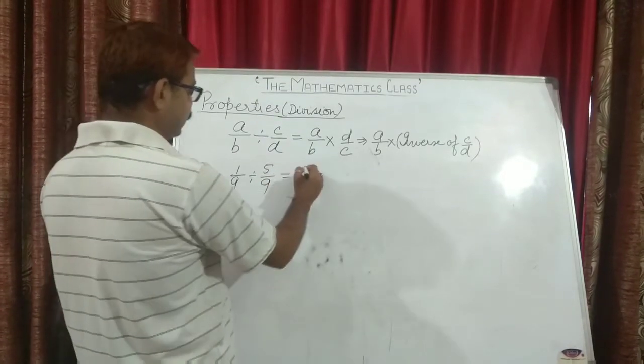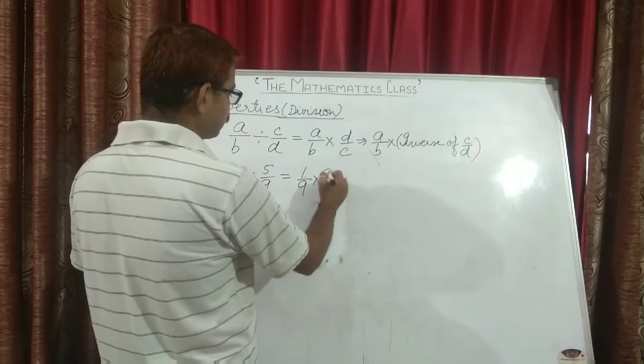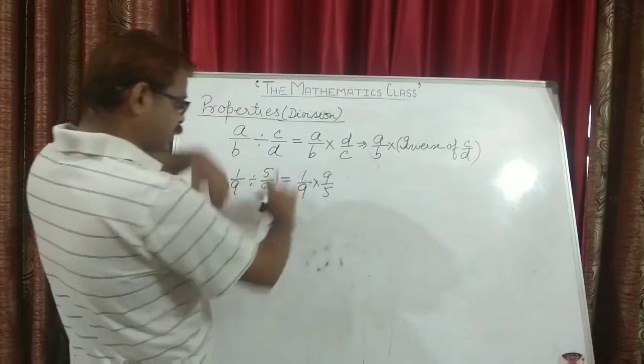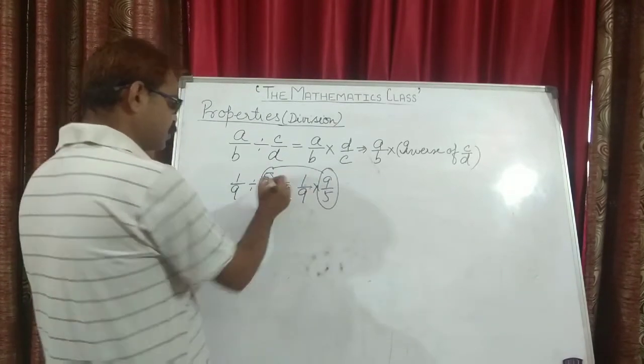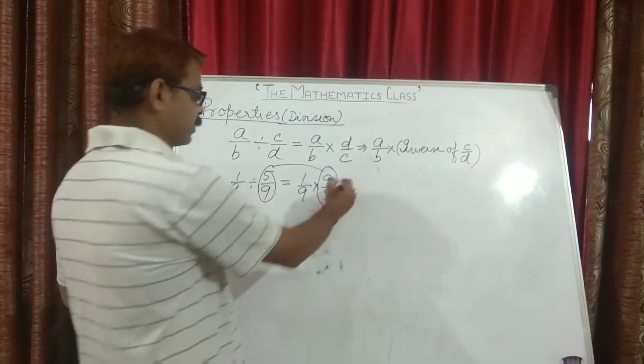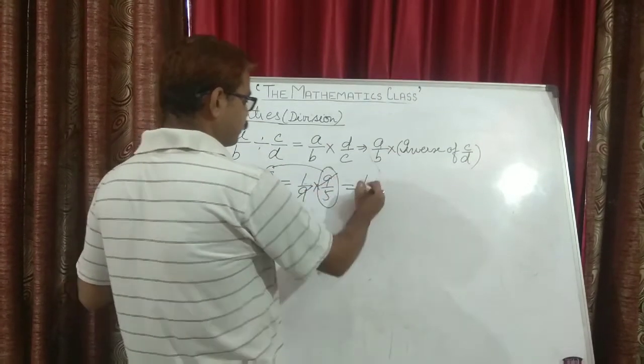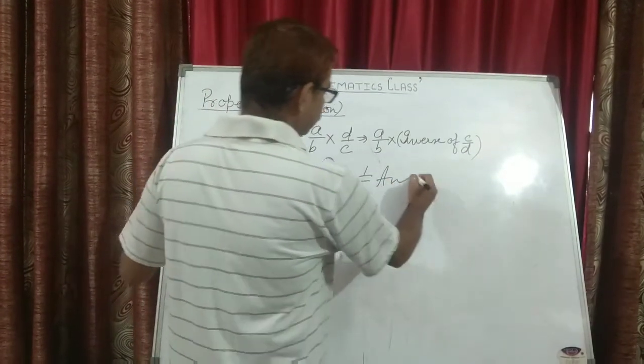So that can be written as 1 upon 9 into 9 upon 5. We have the reciprocal, we have the inverse. You can see 9 upon 5 is the inverse of 5 upon 9, and then I have the multiplication sign. So 9 and 9 will cancel, final value will be 1 upon 5.